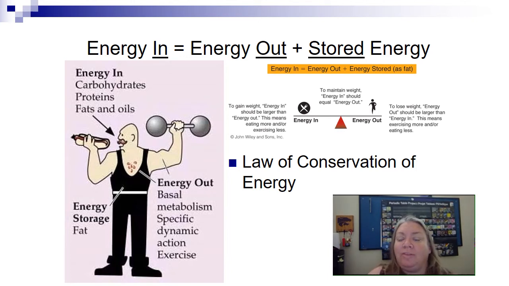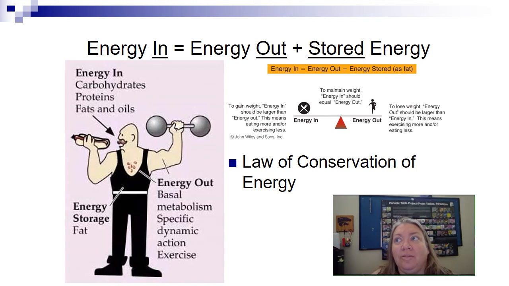So if we look at this top equation, it says energy in. Again, that's the food that we eat. So this energy in, the energy that we're going to gain from this food, is equal to energy out. So what all we need to use that energy for. And anything that's left over, we're going to store. And we're going to talk about how we're going to store it.